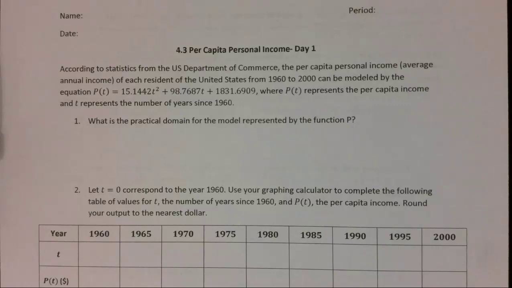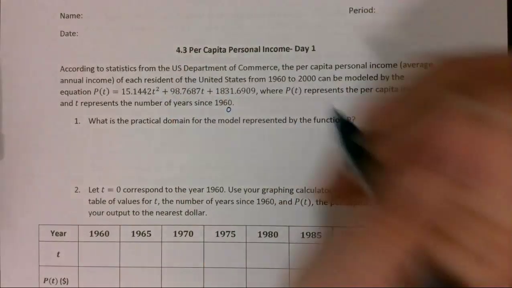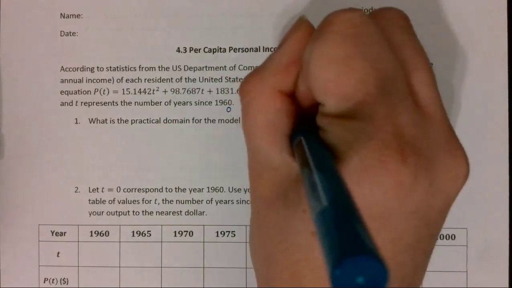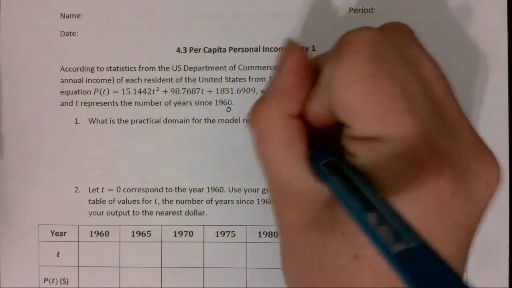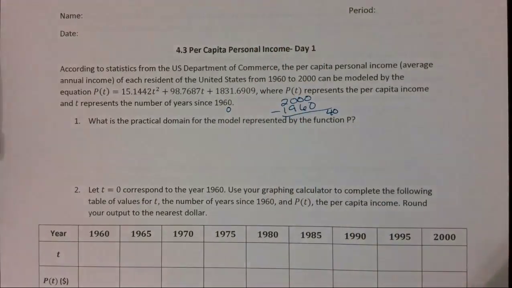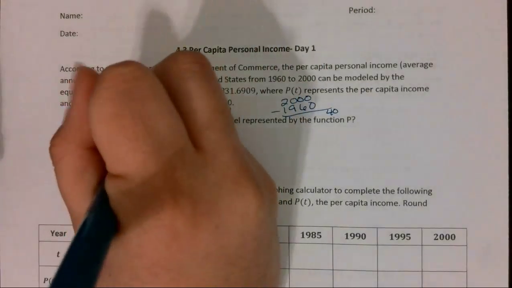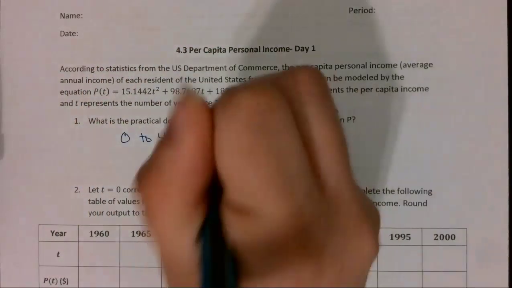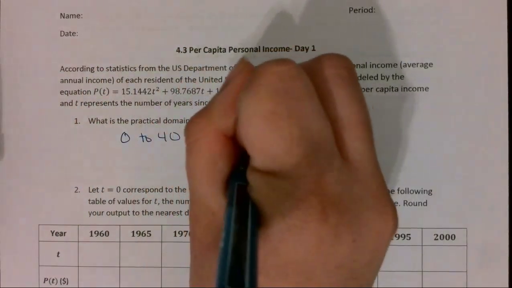T squared plus 98.7687 T plus 1,831.6909. And this function only works for the years 1960 to 2000. So the practical domain of this model, if our beginning year is 0, I need to see how many years 2000 is from 1960, so I subtract them, which gives me 40 years. So my practical domain is 0 to 40, because the model only works for those years.